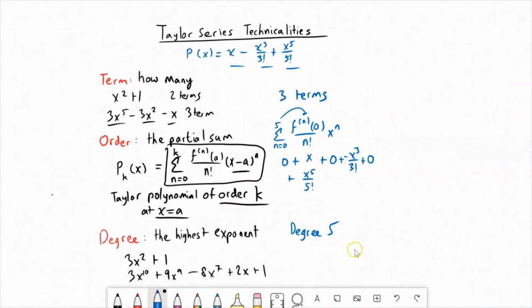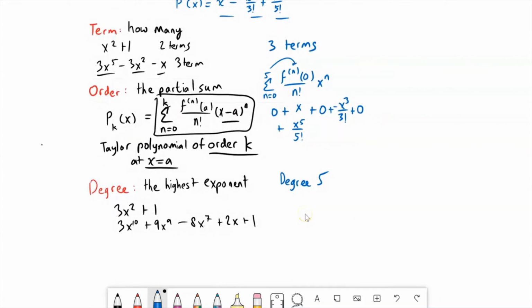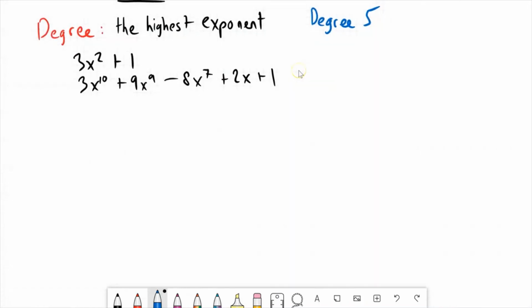Not really, because sometimes when you plug in 5 here, you're actually going to maybe get something that is not x to the 5th. We might actually get something interesting, especially with Taylor series. It's going to be sometimes different, and we'll see exactly what I mean by sometimes different. Here's a quick example of what I mean by order and degree. So let me scroll down here.